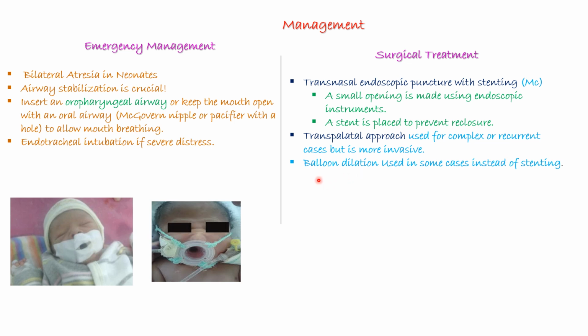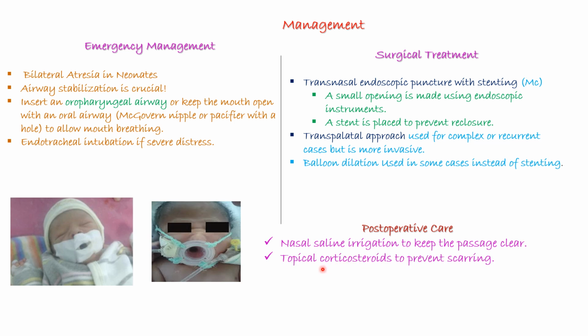You can also do a balloon dilatation, which is used in most cases instead of stenting. For pre-operative care, nasal saline irrigation keeps the passage clear. You can also use topical corticosteroids to prevent edema, and if you prevent edema, in addition to reducing the immune response, it also prevents scarring. You can also use regular follow-up with endoscopy to check if the patient has restenosis.